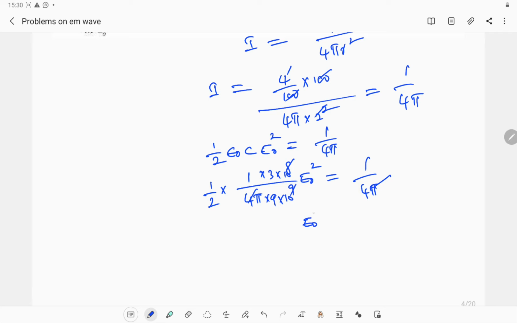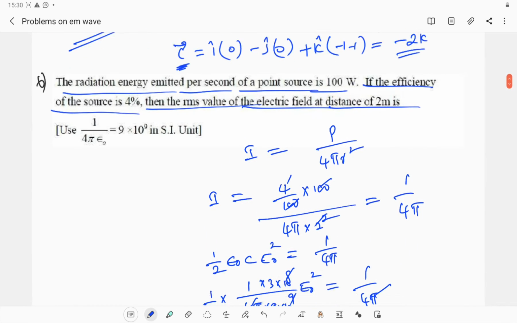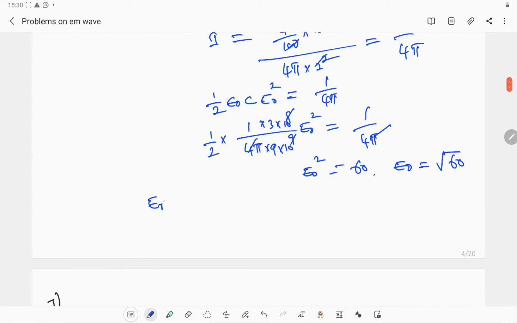Therefore here E naught square is equal to 90, 30, 60, that is 60. Therefore from this E naught is equal to root 60. But you have to find out the RMS value of electric field. Therefore E RMS, the RMS value of electric field, is equal to E naught by root 2. E naught is root 60, so root 60 by root 2. This becomes root 30, which is the answer.